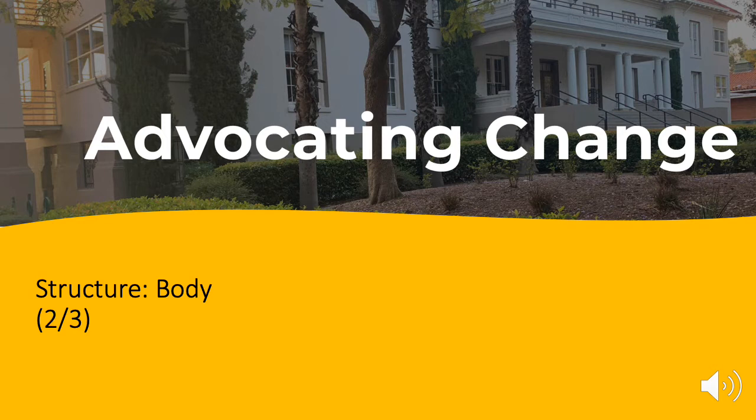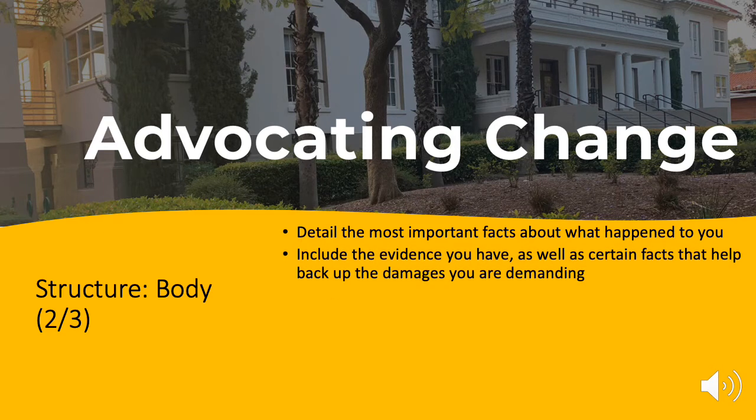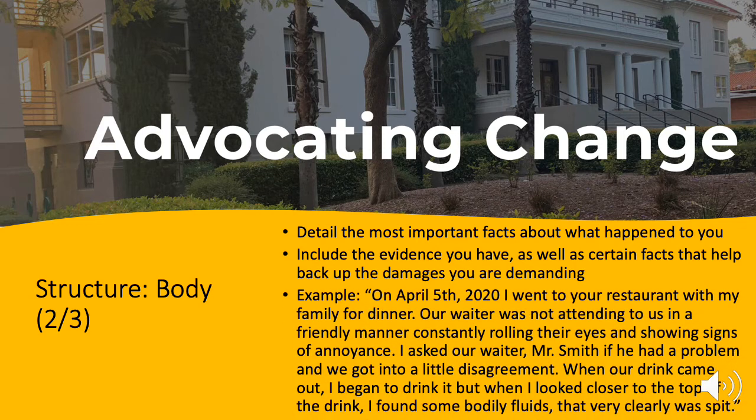Then on to the second section where you need to detail the most important facts about what happened to you. You need to include not only the facts, but also the evidence you have, as well as certain facts that help back up the damages you are demanding. Start with the date of the incident, then go on to the facts. For example, on April 5th, 2020, I went to a restaurant with my family for dinner. Our waiter was not attending to us in a friendly manner, constantly rolling their eyes and showing signs of annoyance.